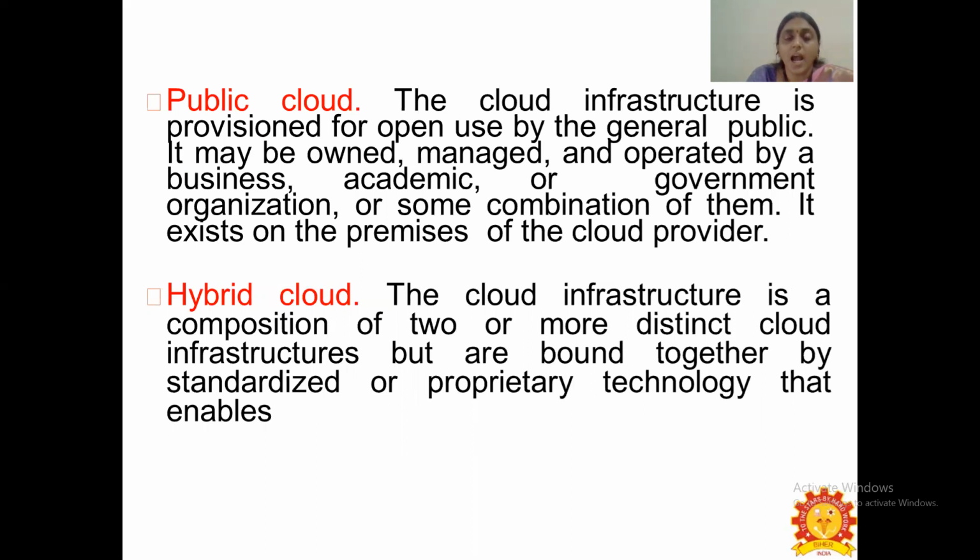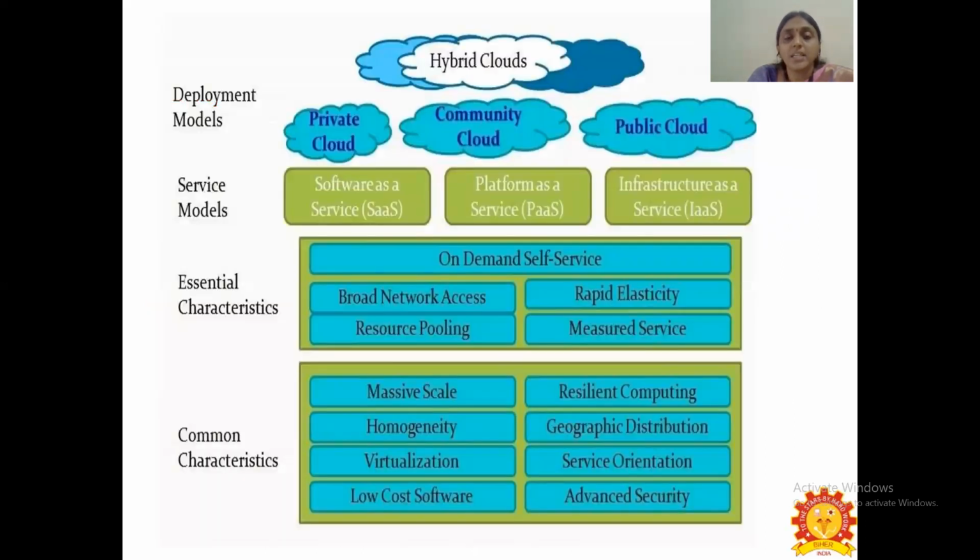And next is the hybrid cloud. Here, the cloud infrastructure is a composition of two or more distinct cloud infrastructures that are bound together by standardized or proprietary technology. And here is the architecture diagram showing the four deployment models.